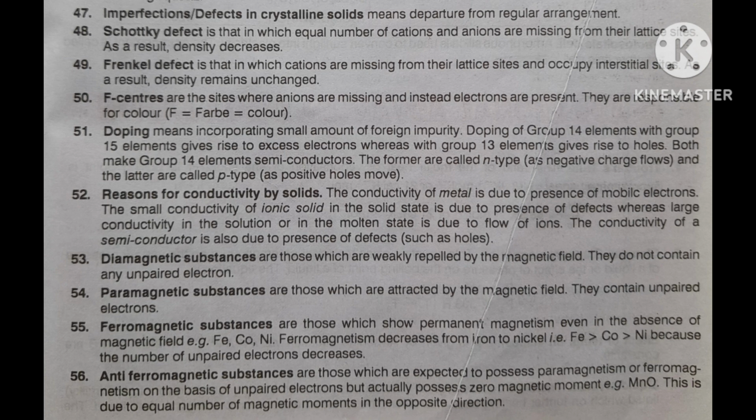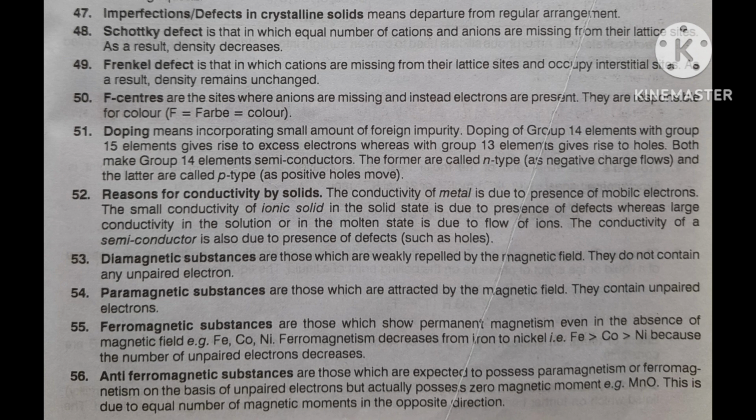The conductivity of metal is due to the presence of mobile electrons. Actually, in metal there will be a sea of electrons. Many free electrons will be there in metal. That's why it is called a sea of electrons. The conductivity of metal is due to the presence of mobile electrons.